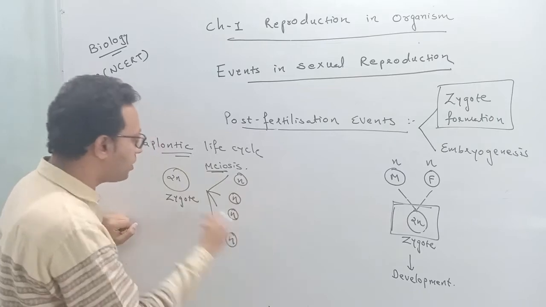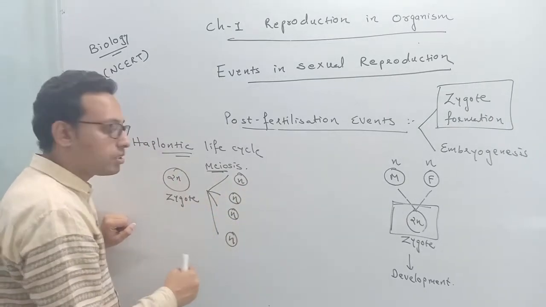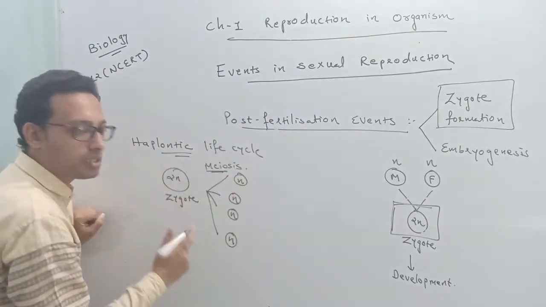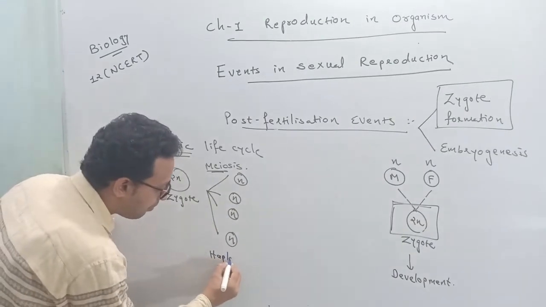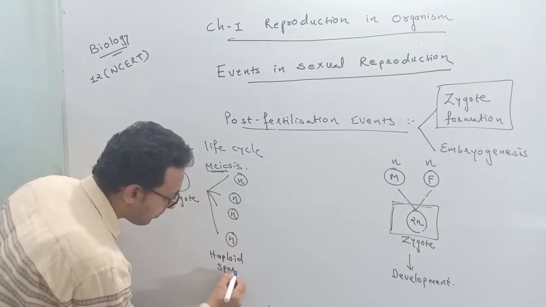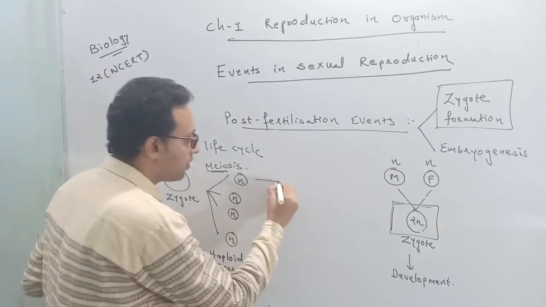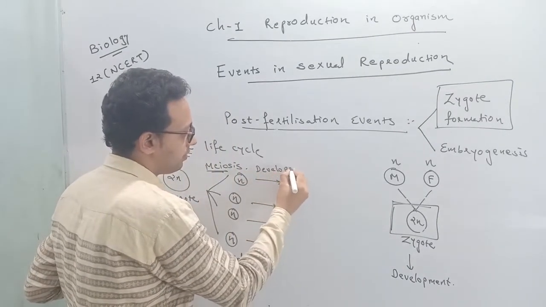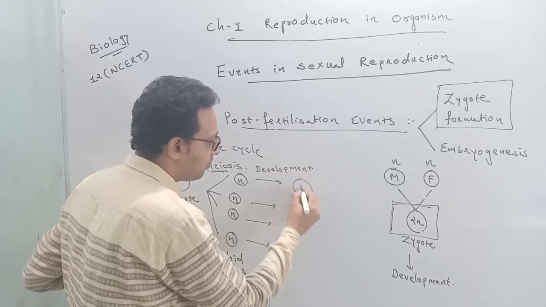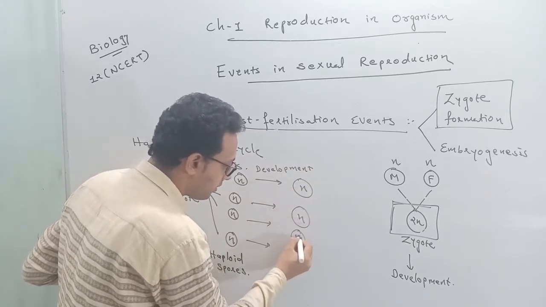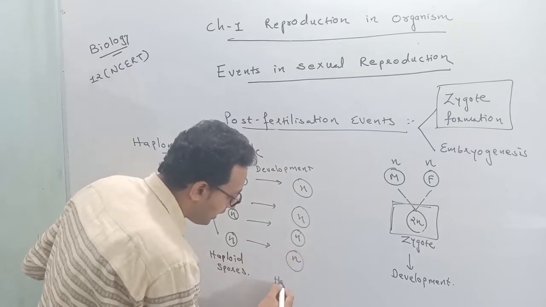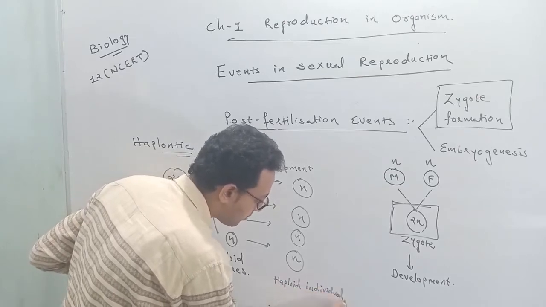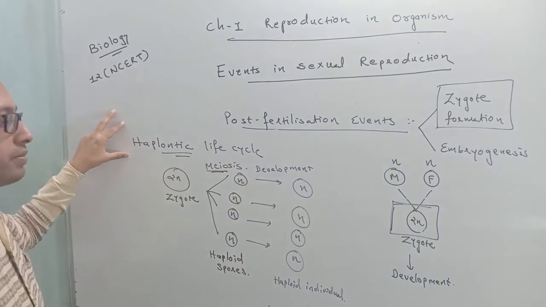So how many offspring are produced from a zygote? Four are going to be produced. In an organism which exhibits a haplontic life cycle, the zygote undergoes meiosis and forms haploid spores. These haploid spores further undergo development and growth, and haploid individuals are produced. Clear? So that happens in the case of the haplontic life cycle.